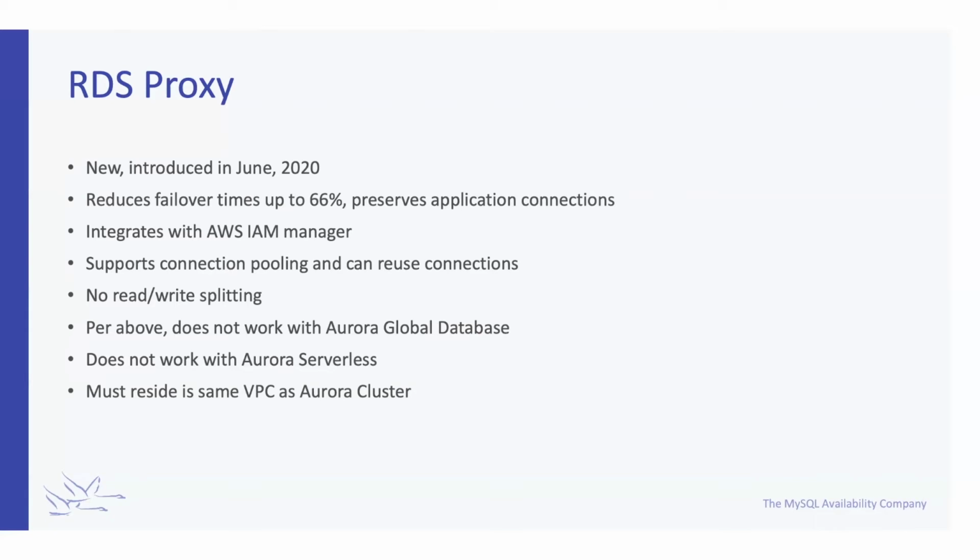And then again, it must reside in the same VPC as an Aurora cluster. I actually don't know why there's this limitation, but it's just something that you need to plan out. If you were to deploy this, say, if you had a separate VPC for your application cluster, you can't deploy the RDS proxy there. It has to be in the same VPC as the Aurora cluster.